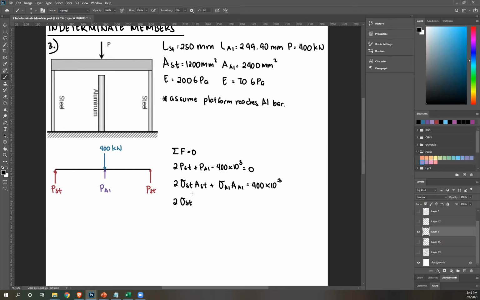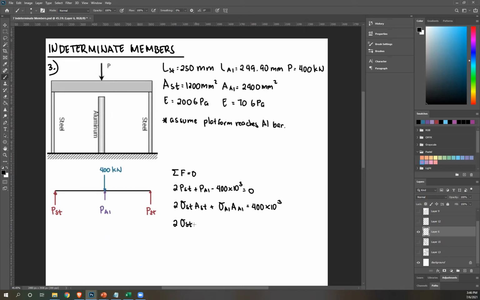So twice sigma ST, area of steel is given already in millimeters, so no need to convert, 1,200. And then plus sigma AL, this is 2,400, equals 400 times 10 raised to 3. Okay, so you can simplify this if you want, or you can just call it equation number 1. Okay, up to you. Let's try just using it as is.